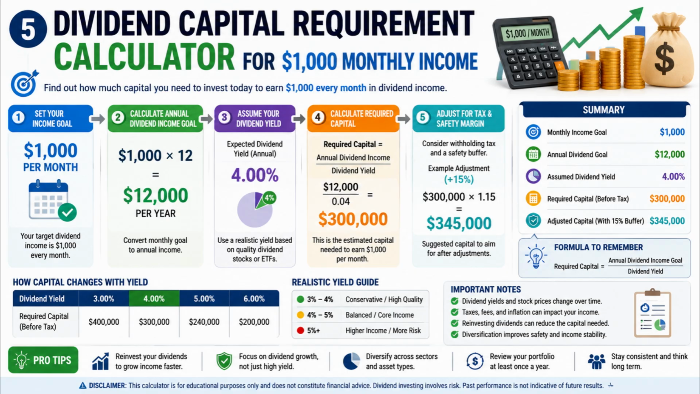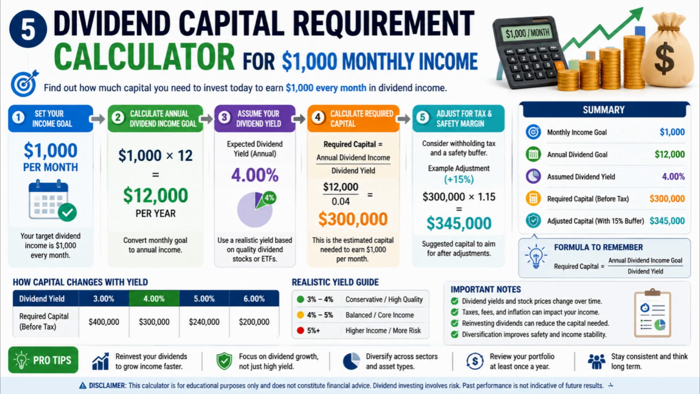Furthermore, consider adding a safety margin for withholding taxes, investment fees, inflation, dividend reductions, and changing market conditions. In the example shown, a 15% buffer is added to the estimated capital requirement. Multiplying $300,000 by 1.15 produces an adjusted target of $345,000. As a result, instead of aiming only for $300,000, an investor may consider building toward approximately $345,000 to create additional protection against income shortfalls. However, the appropriate safety margin will depend on the investor's tax situation, expenses, portfolio quality, and personal risk tolerance.